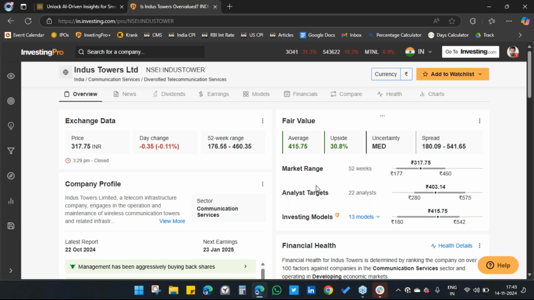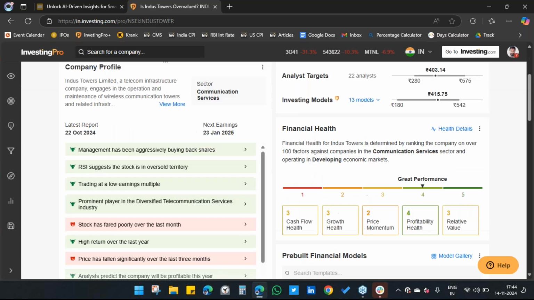The financial models that are used are all quantitative valuation. Obviously, there's no subjectivity around here. But here you can see even the subjective pieces of information that can influence your decision making. So let's say the first information says the management has been aggressively buying back shares, which is listed in the green box, and here the bull icon is there.